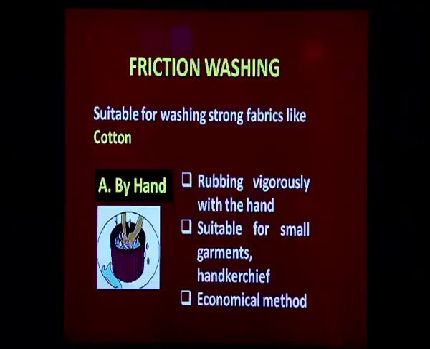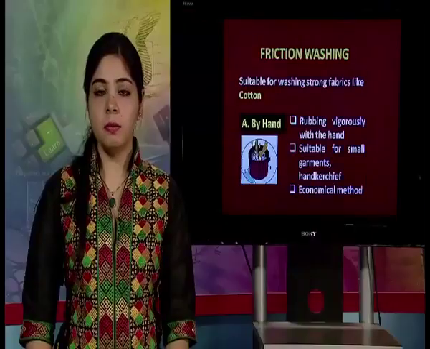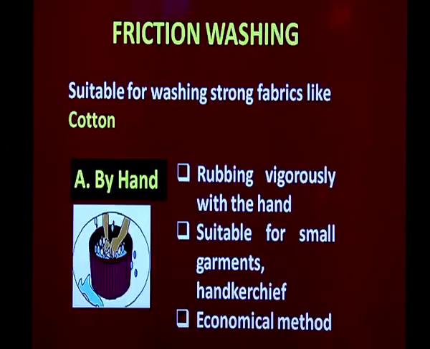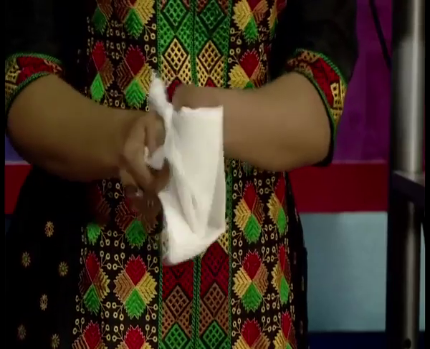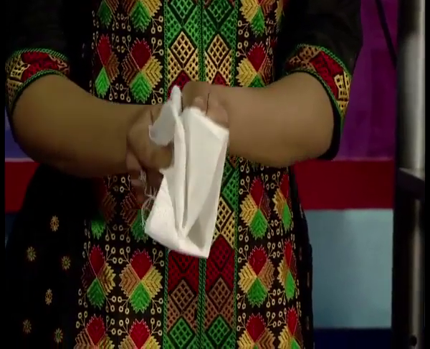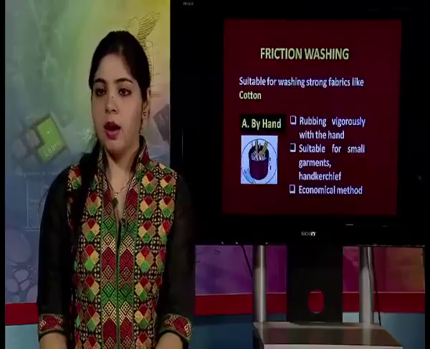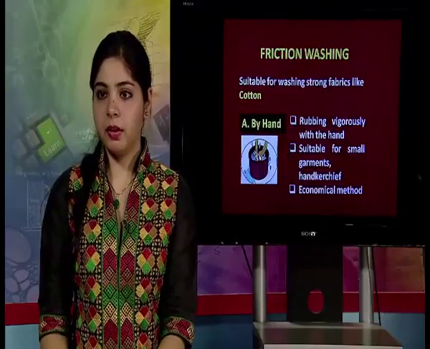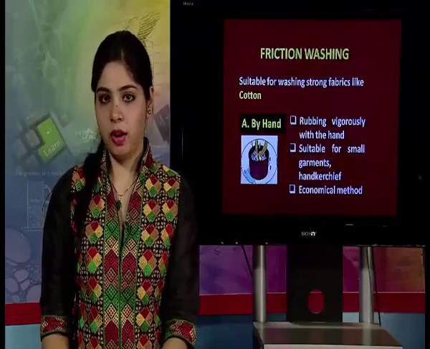This is friction washing. Friction washing can be done by hand. For this, you need to rub the cloth with your hands. This method is suitable for small garments like handkerchiefs. This is the most economical method. You need to rub it with your hands and then soak it again in water. By repetition of this method, you can get a cleaner object.